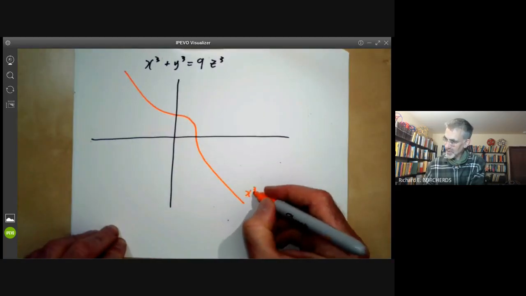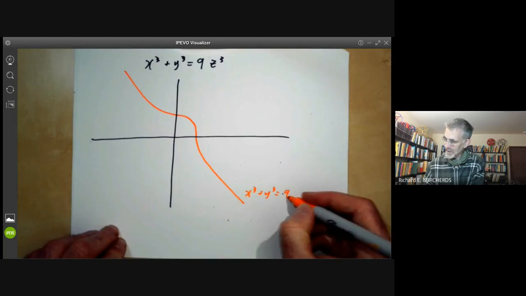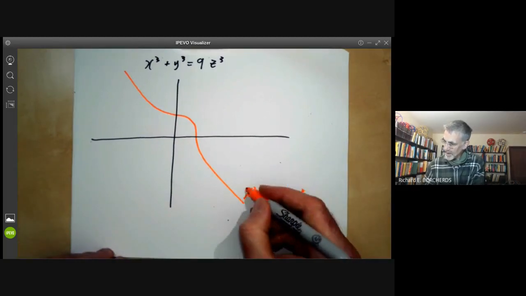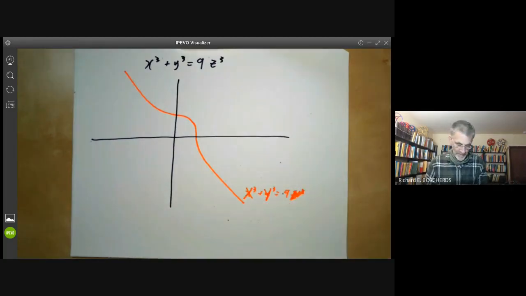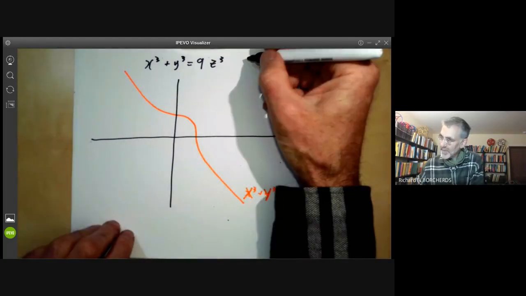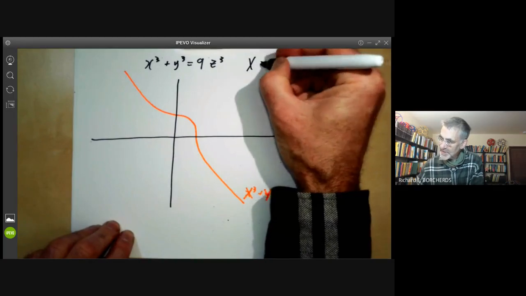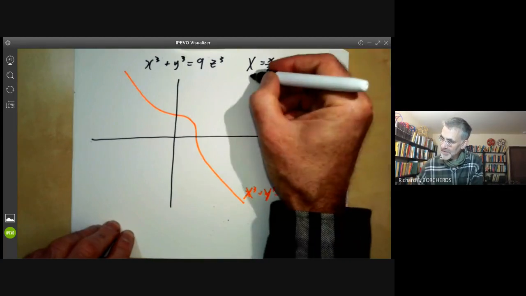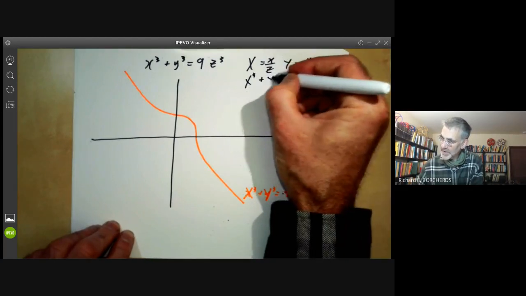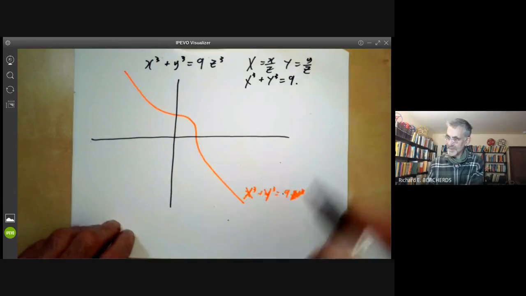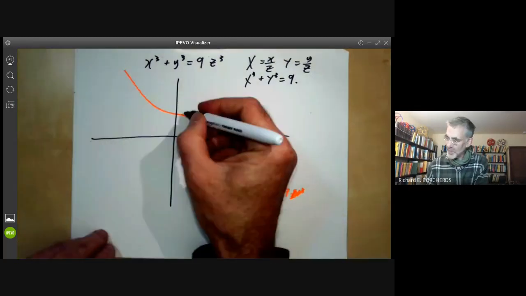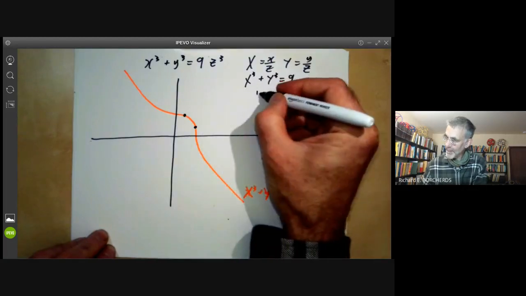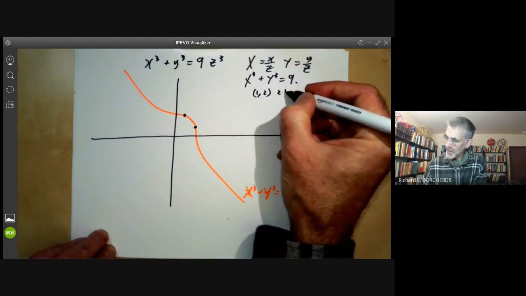So it is x cubed plus y cubed equals 9z cubed. Sorry, I should have said I'm changing everything by dividing by z cubed. So let's put x equals x over z and y equals y over z. And then we find x cubed plus y cubed equals 9. And we know two points on this, because we've got the point (1, 2) and the point (2, 1).